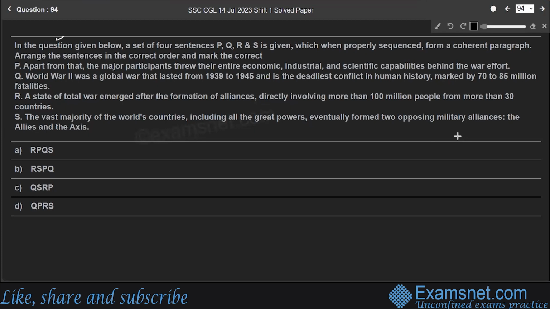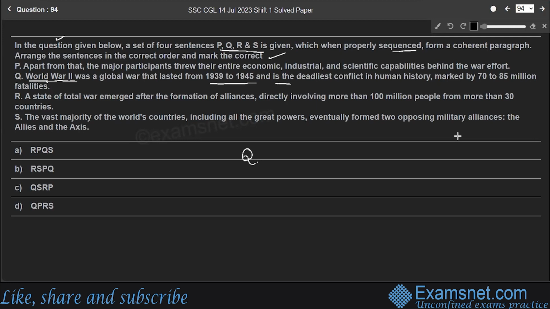Question 94. In the question given below, a set of 4 sentences P, Q, R, and S is given, which when properly sequenced form a coherent paragraph. Arrange the sentences in the correct order and mark the correct answer, right? So here are 4 sentences given. Let us pick the sentence which introduces the subject first. Here sentence Q introduces the subject: World War II was a global war that lasted from 1939 to 1945. So the first sentence should be Q, right?